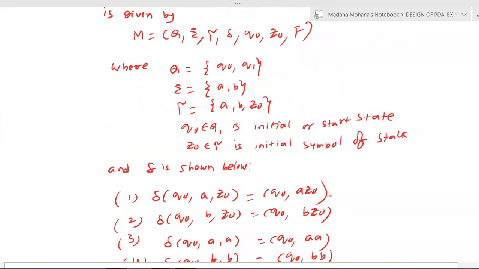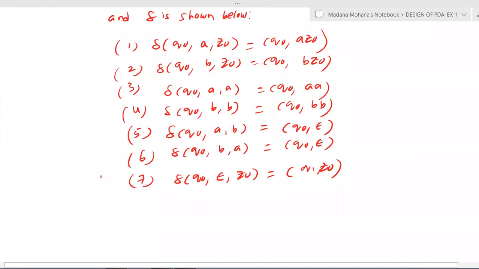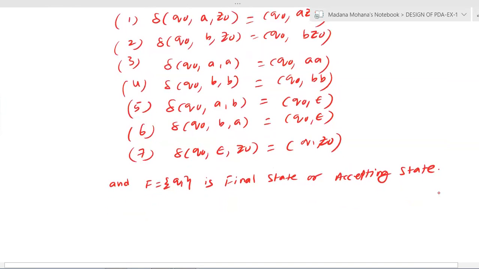So these are all the 7 transitions that we obtained. Then here, the last tuple, the final state, also write down. So F equal to q1 is the final state or accepting state. Now this is the final PDA. Now draw its transition diagram also, the transition diagram of the above PDA.